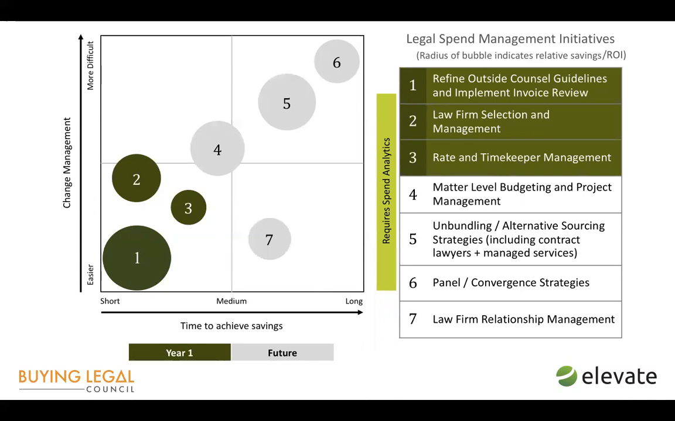Could you talk us through the elements of the matrix? The y-axis of the matrix indicates the relative difficulty of implementing the changes necessary for the initiative. The amount of change management required increases as we move up the axis. The x-axis, on the other hand, describes the relative length of time it will take for the benefits to be realized. And as we plot each initiative on the matrix, we indicate its relative ROI by increasing the diameter of the bubble. The larger the diameter, the greater the return on your investment.